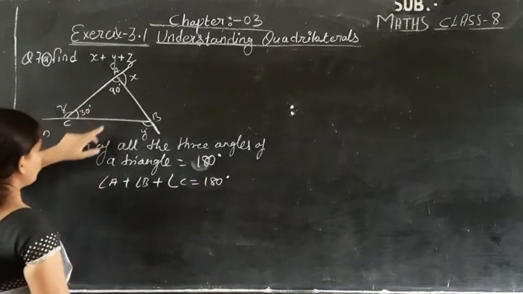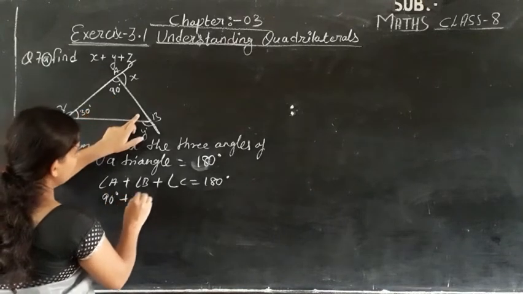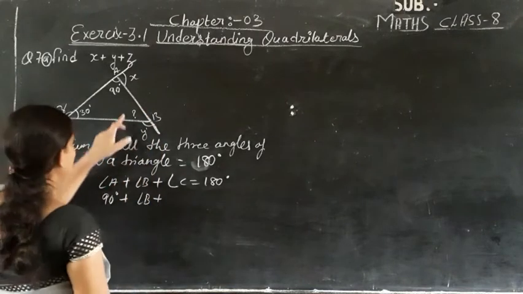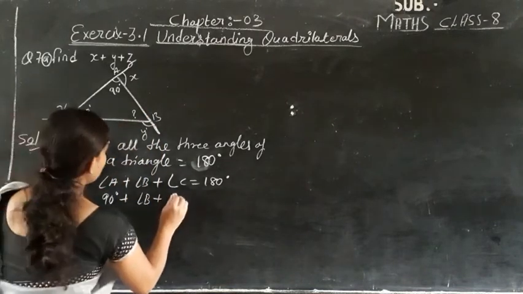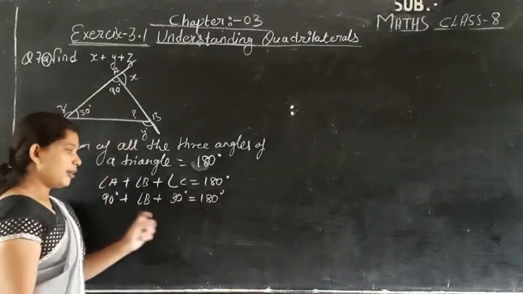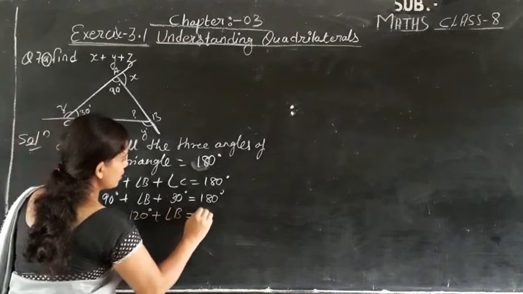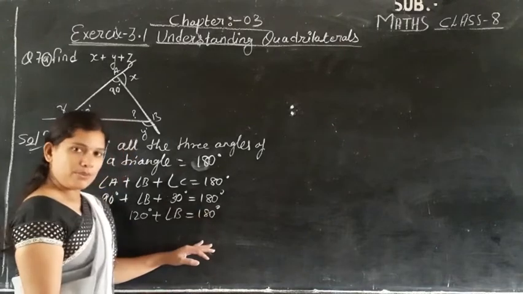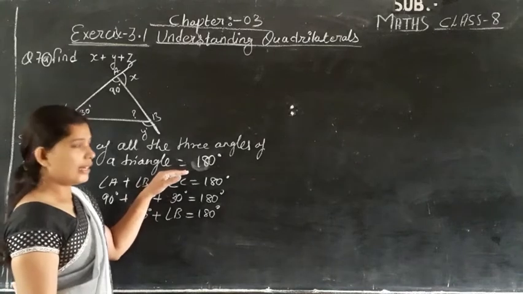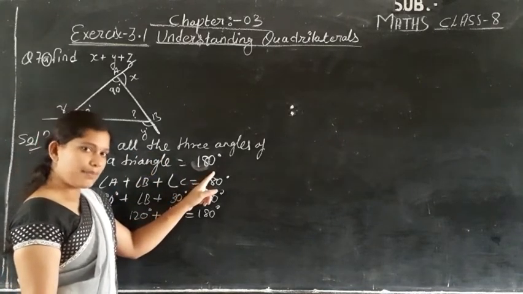Then what is the value of angle A we are having? That is 90 degrees, plus angle B, which we have to find. Here this angle we are going to find first, the interior angle B. Then angle C is 30 degrees, equal to 180 degrees. Now 90 plus 30 will be how much? 120 degrees plus angle B is equal to 180. Up to here clear everyone? What we did here is use the property that the sum of all the three angles of a triangle is equal to 180 degrees.